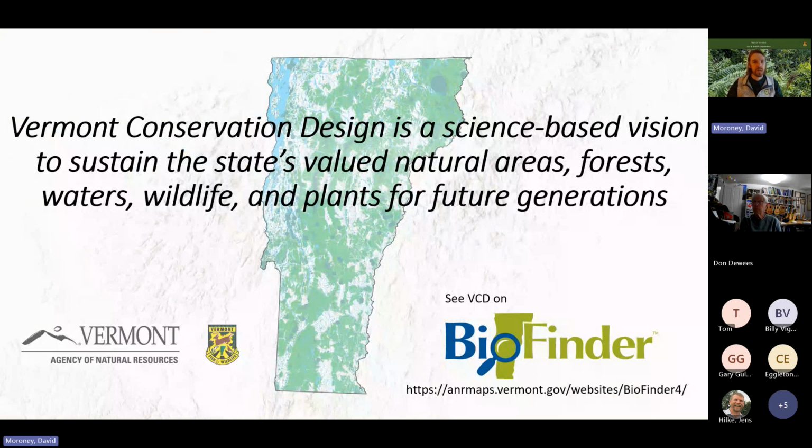So Vermont Conservation Design is, at its core, a science-based vision to sustain the state's natural areas, forests, waters, wildlife, and plants for future generations. This is a long-term vision. And Vermont Conservation Design in that is both a huge assemblage of different kinds of natural heritage information, as well as a vision for how all that information fits together into a bigger picture. So BioFinder allows the data that went into designing this vision to be visualized spatially and interacted with on this online mapping platform.